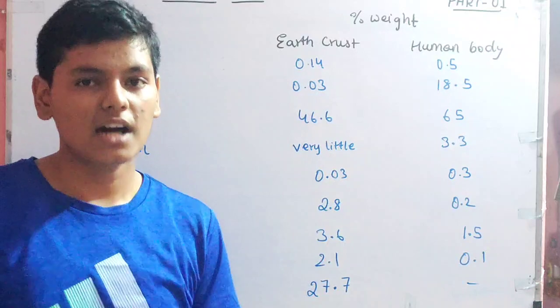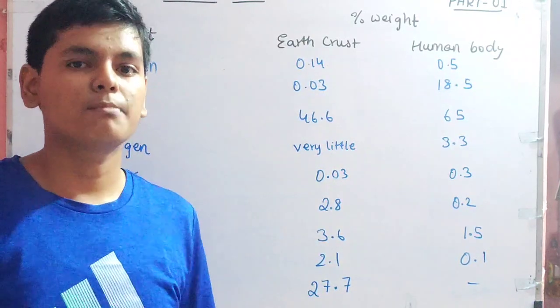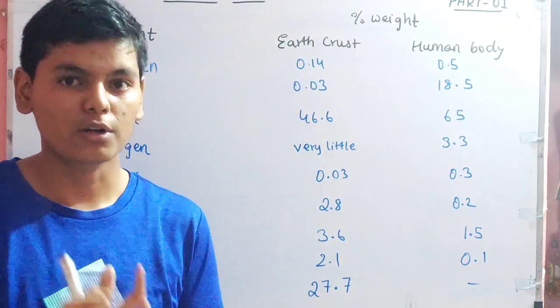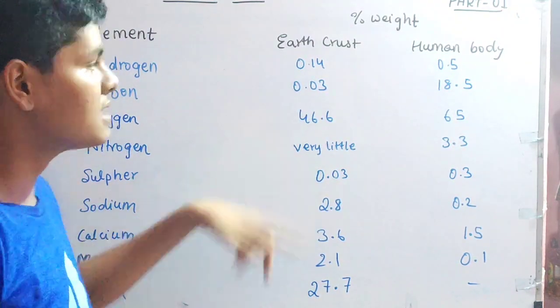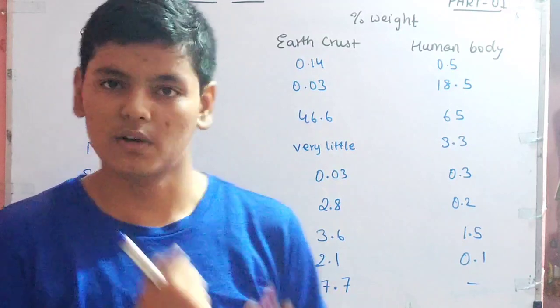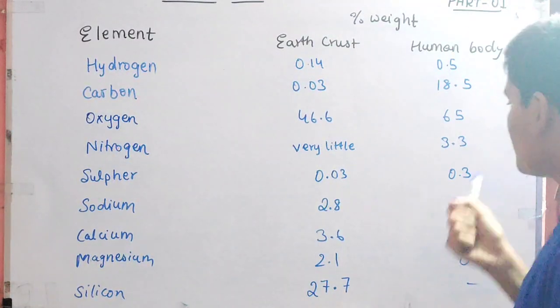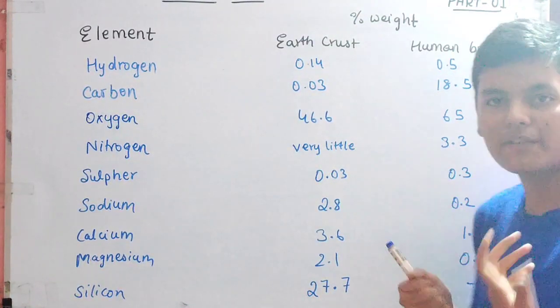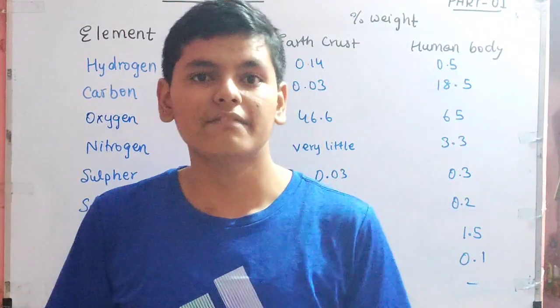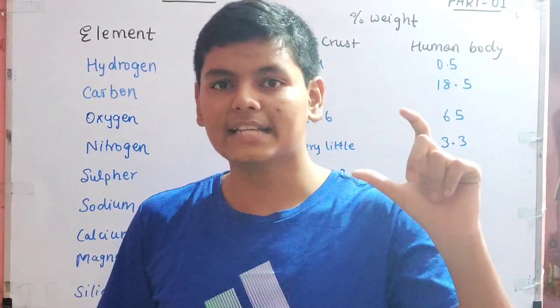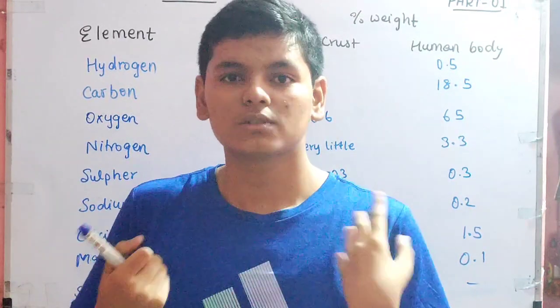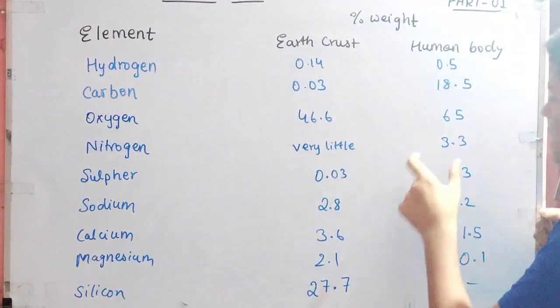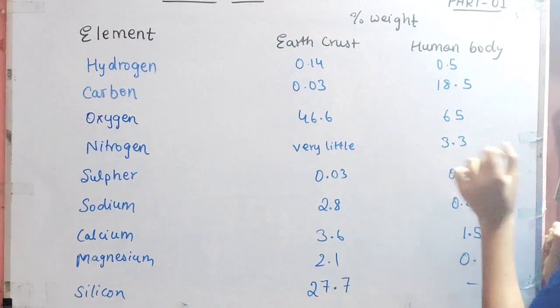Why? It is because carbon containing compounds are known as biomolecules, and there is a good amount of biomolecules present in our body. Oxygen is only 46% in the earth's crust, but we have a lot of oxygen because we use oxygen to breathe. Then nitrogen also, because nucleic acids have nitrogenous bases. Nucleotides are composed of nitrogen bases: adenine, guanine, thymine, cytosine. So these are the nitrogenous bases, and that is why we have a good percentage of nitrogen also.